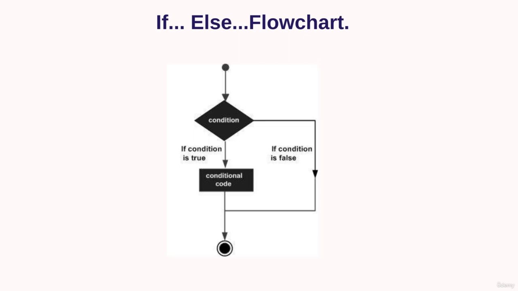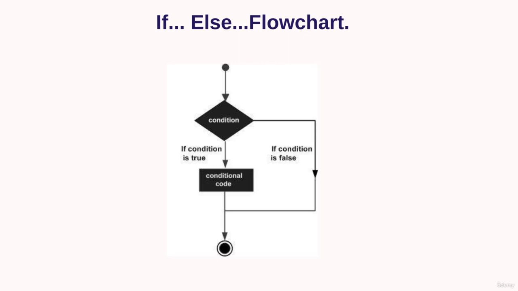So this is how the execution will take place. When the code flow is happening, there will be a condition carried by the if keyword. If the condition is true, then only we will execute the conditional code. If it is false, we will skip that particular code, which means that code will not get executed.